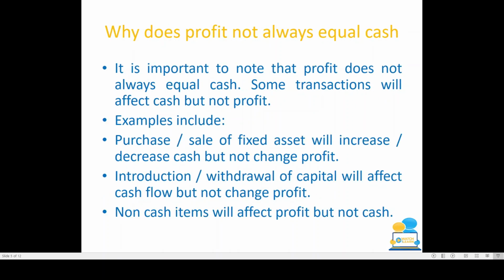Why does profit not always equal cash? It is important to know that profit does not always equal cash. Some transactions will affect cash but not profit. Examples include the purchase or sale of a fixed asset, which will increase or decrease cash but not change profit. That's because purchase and sale of a fixed asset is a balance sheet item and won't affect our profit. Introduction or withdrawal of capital will also affect cash flow but not change profit, and non-cash items will affect profit but not cash.